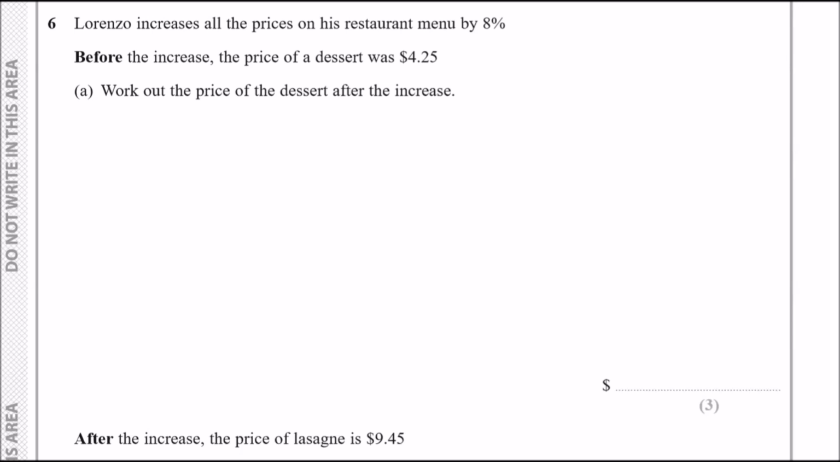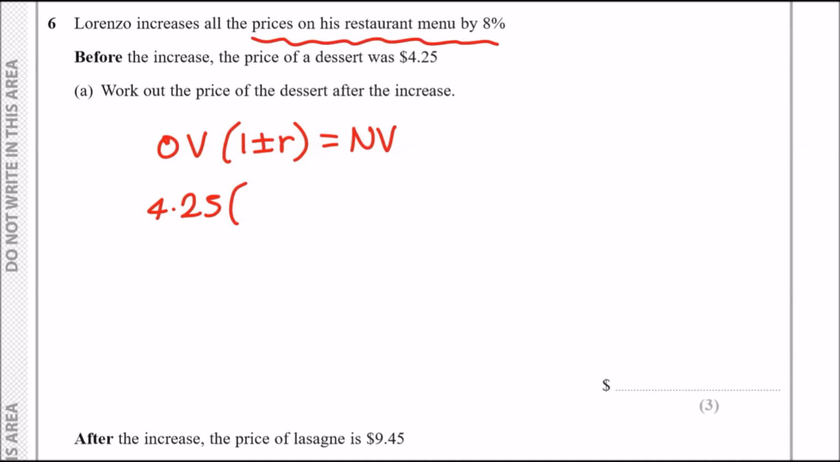Now, for every percentage question, there's always a super easy formula I've been using. And if you guys have been following my videos, you've seen it before. It's the OV-NV formula, which is the original value times some multipliers, so 1 plus minus a rate, will give us a new value. Okay? In this case, the old value was $4.25. So since we know that all the prices on the restaurant have gone up by 8%, we're going to use the plus value. So it'll be 1 plus 8%.